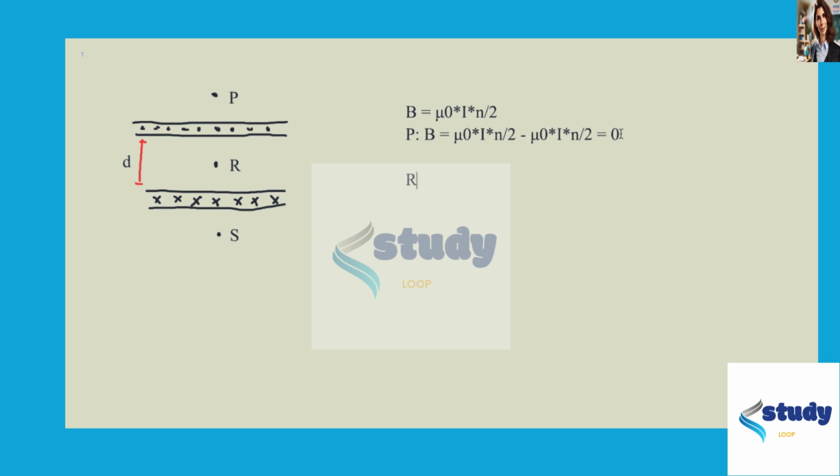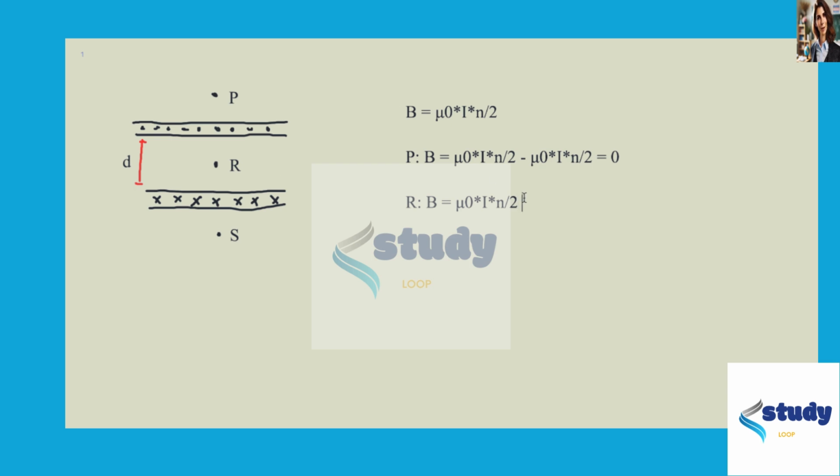Now let's take a look at point R. So at point R, again, basically we're just going to add up the sum of the contribution from the top conductor and the bottom conductor. Using the right-hand rule, we know that the top conductor is going to give a magnetic field pointing to the right at point R. And when we use the right-hand rule, again, for the bottom conductor, we'll see that that will also create a net magnetic field pointing to the right.